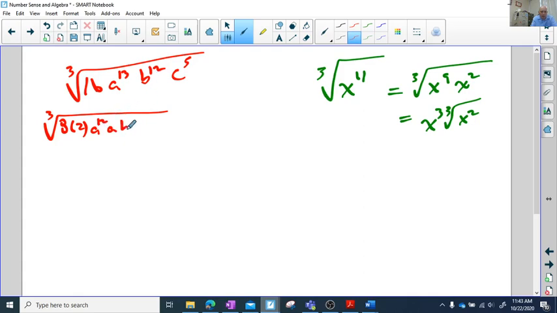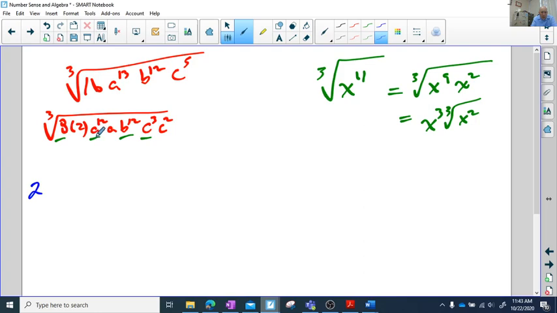B to the 12 will already divide by 3, so don't touch it. C to the 5 will not divide by 3, so you'd have to write it as c to the 3 multiplied by c squared. Identify the ones that are perfect cubes in this case. So 8, anything divisible by 3. So those that I've underlined are perfect cubes. The answer here will be 2. That's the cube root of 8.